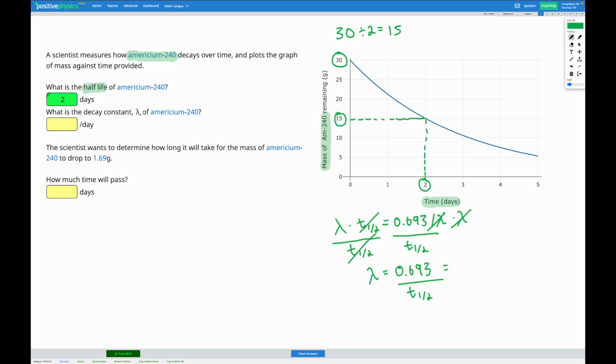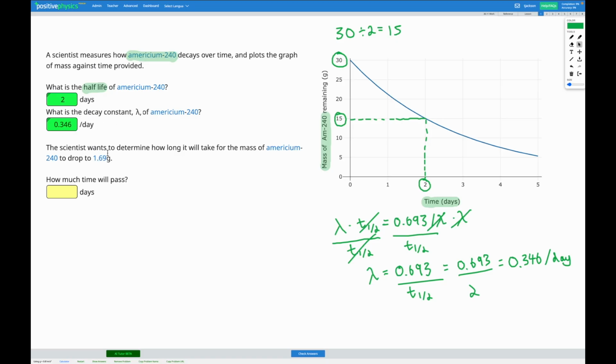So we can go ahead and put in our numbers. That's 0.693 divided by the half-life, which we already found is 2 days. So that gets us an answer for the decay constant of 0.346. And our units are per day because our half-life was in days and that's on the bottom of the fraction. So we can go ahead and fill that in our answer box up here: 0.346 per day. Awesome. So now we have our decay constant.